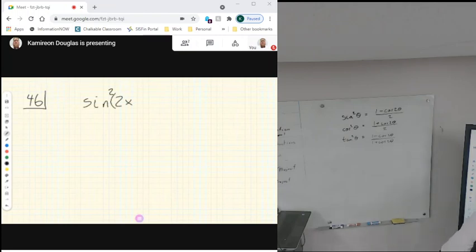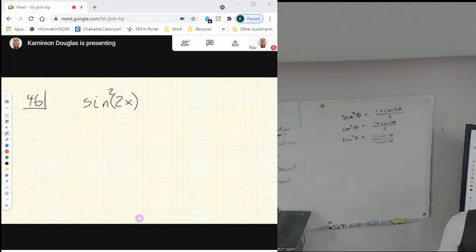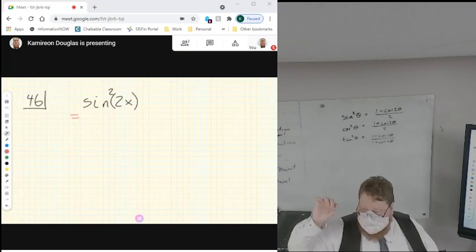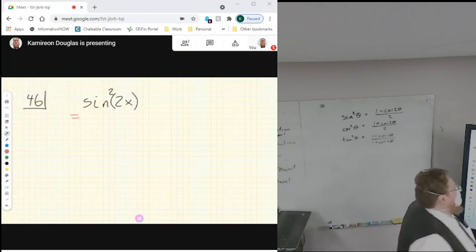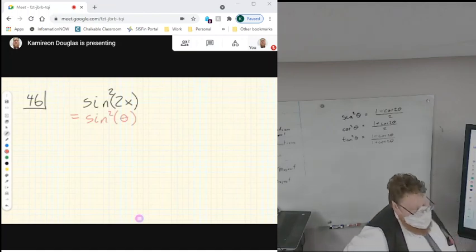Now, the instructions say, reduce the equations to powers of 1, then check the answers graphically. Alright, let's do it again. So this time, I have to think about this in terms of the functions that I have in my paper. I do not have a function that simplifies sine squared of 2x, but I do have one that simplifies sine squared of theta. That's what I will use to simplify this problem when we get back from lunch.